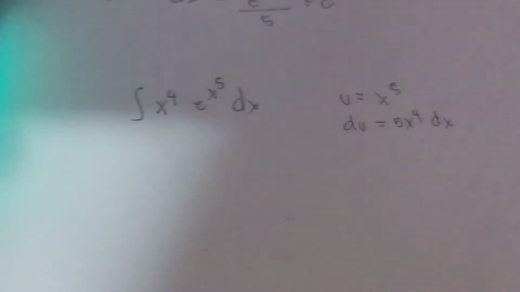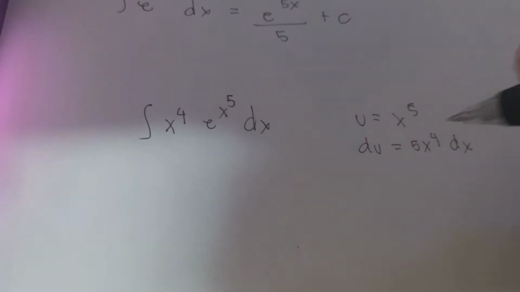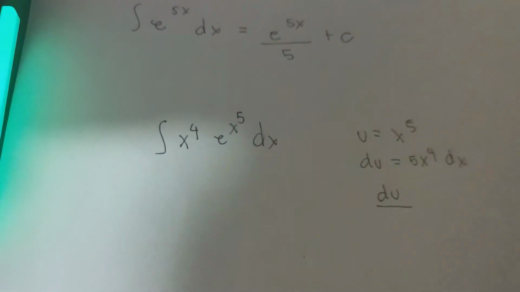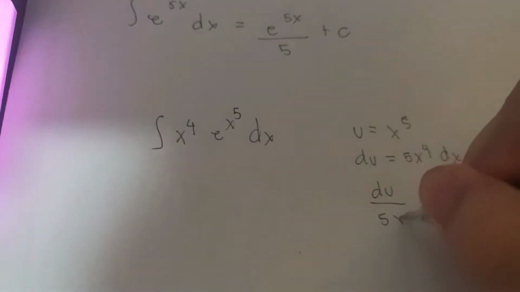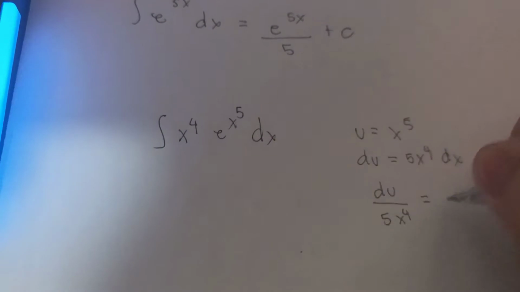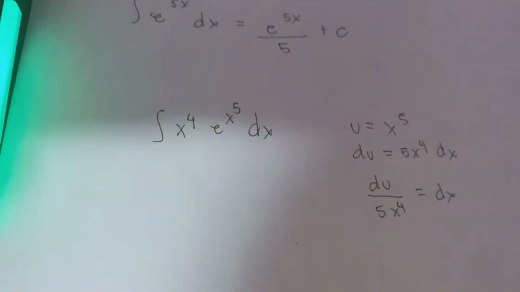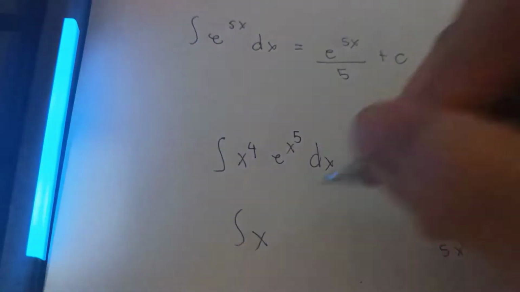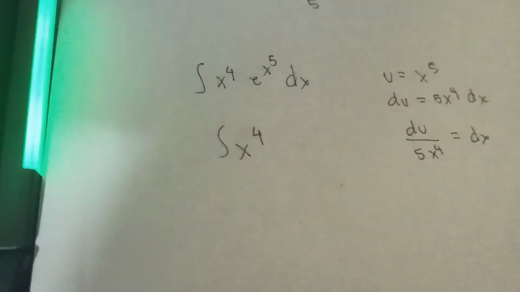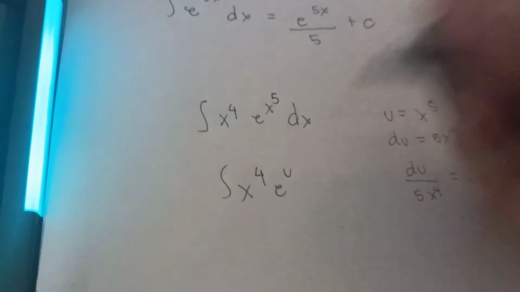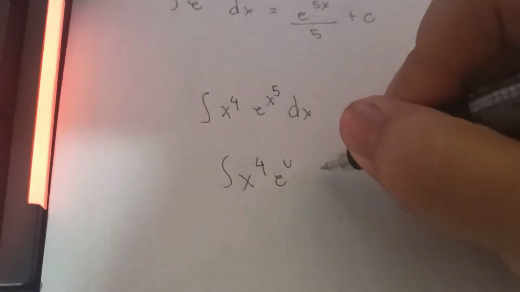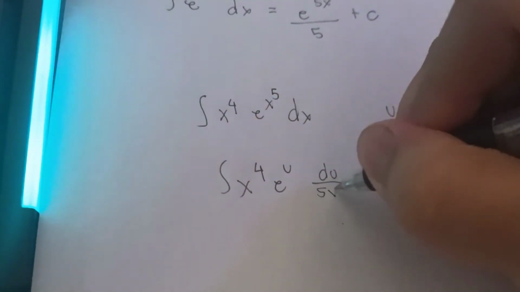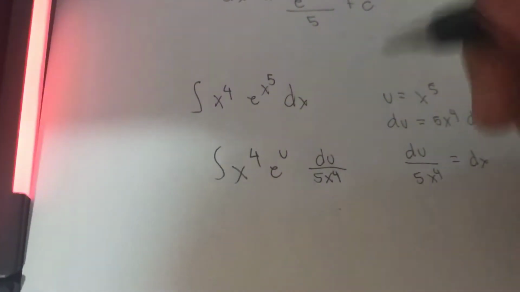So and then we solve for dx, which is du over 5x to the 4th power equals dx. What we're gonna do now is just bring here x to the 4th power. Since we substitute u, it's gonna be e to the u, and du over 5x to the 4th.